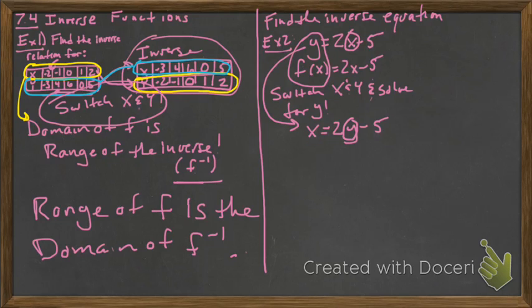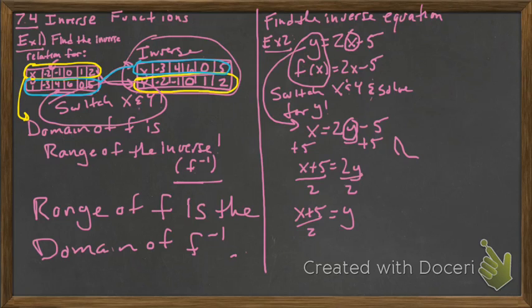So if we do that, we're going to need to add 5 to both sides, and we get x plus 5 equals 2 times y. And our last step would be to divide everything by 2, right? So I can divide this whole side by 2, and I would get y equals x plus 5 over 2.